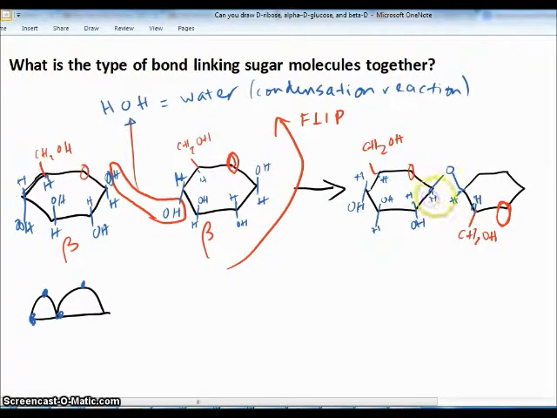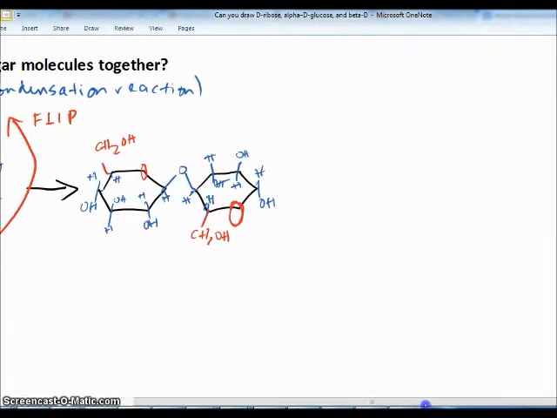This OH group used to point up, that means now it's pointing down into the underneath of the ring. An H group up here. This OH group, since it used to be down, is now flipped up, and this OH group used to be up, now it is down. So the molecule is completely flipped. Now this bond is called a glycosidic bond.